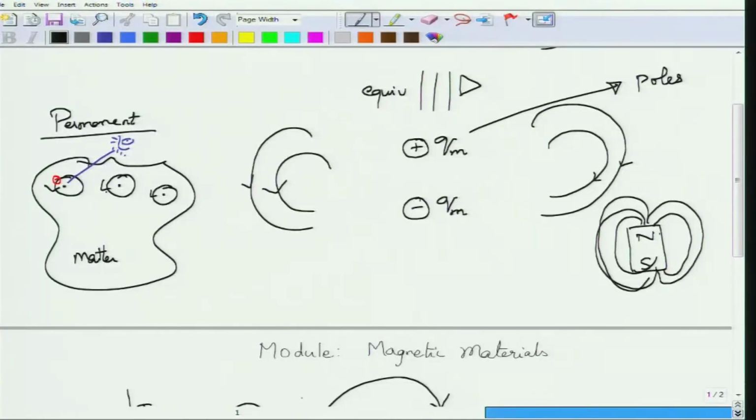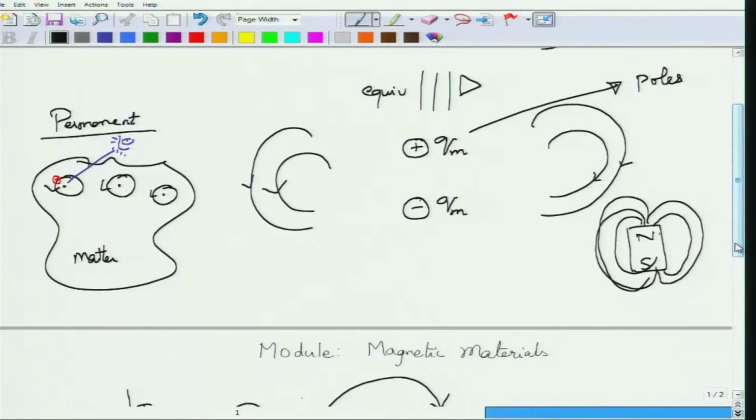So, each current carrying loop is actually a dipole. Of course, not many such permanent magnets are found, and even those permanent magnets that we find are dependent on temperature. That is, if you start increasing the temperature by heating up the magnet, after a certain critical temperature, the magnetism actually breaks down. The magnetic material does not remain magnetic anymore.